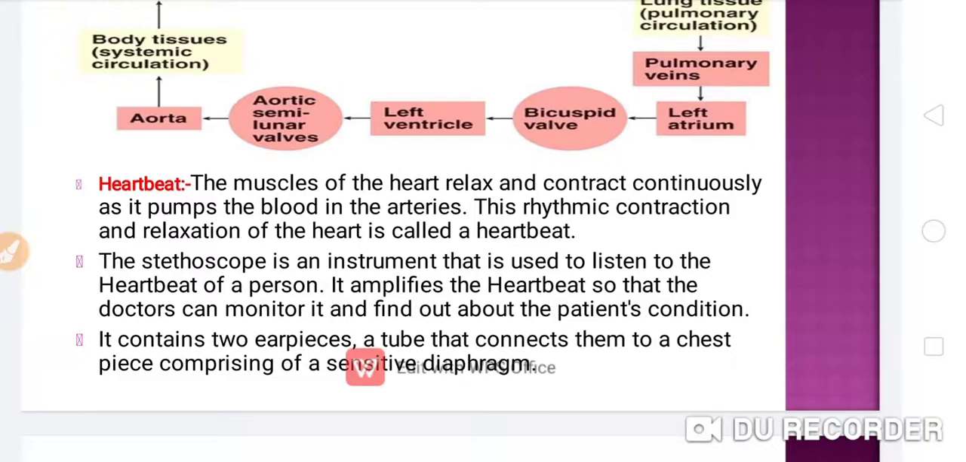The stethoscope: how can we measure the heartbeat? So there is an instrument, that is the stethoscope. The stethoscope is an instrument that is used to listen to the heartbeat of a person. It amplifies the heartbeat so that the doctors can monitor it and find out about the patient's condition. So this is very helpful for the doctors also.